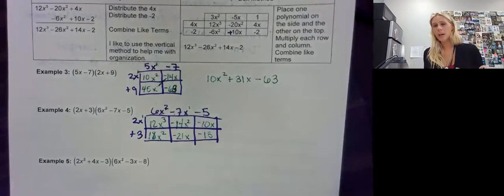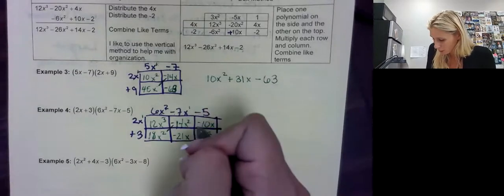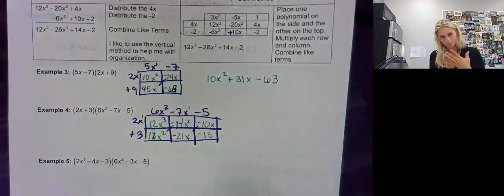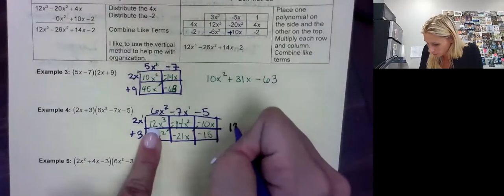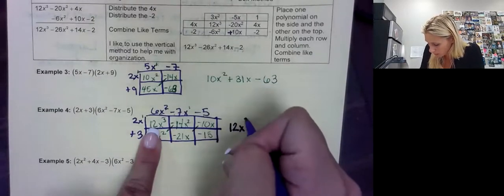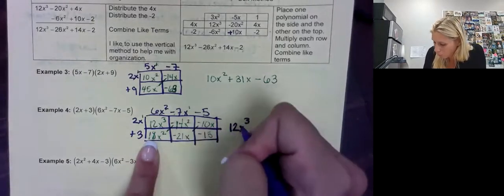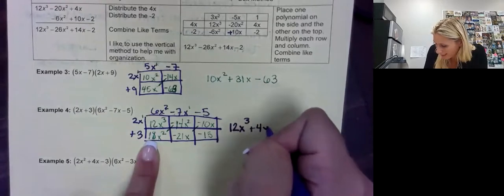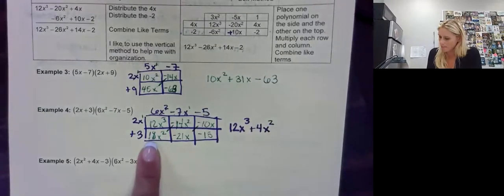Okay, we filled out our box, but now we're going to combine like terms, right? So as you can see those diagonals like I pointed out before? Most of the time that's going to happen. So I'm going to add them together. So first of all, my largest term is 12x cubed. Now 18 plus negative 14 is a positive 4. Because I'm combining like terms, that variable and exponent stay the same.